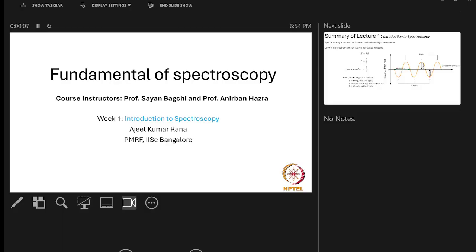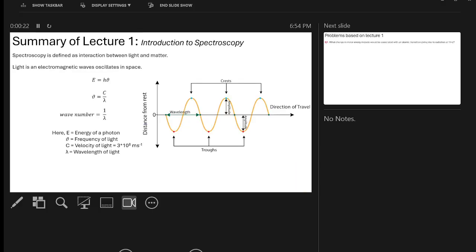Today I will be discussing problems related to introduction to spectroscopy. To study spectroscopy, we need to understand some of the fundamentals. The first thing is, what is spectroscopy? Spectroscopy is simply the interaction between light and matter.